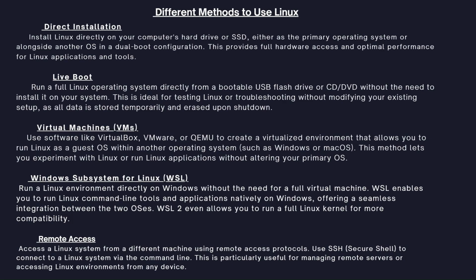Second is live boot. In this, you run a full Linux operating system directly from a bootable USB drive, with the help of a flash drive or USB, or a DVD or CD, without the need to install it on our system. This is ideal for testing purposes and Linux troubleshooting without modifying your existing setup, as all your data is temporarily stored and erased upon shutdown. This is a process where you use a pen drive with a bootable Linux system on it. So the first method is direct install, and the second method is live boot.